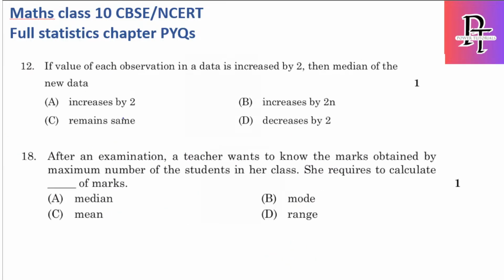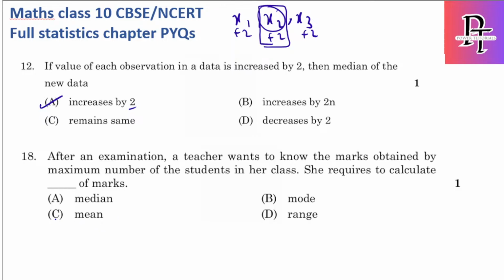This is a theoretical question, that's why I kept both questions in the same slide. The question is, if the value of each observation in the data is increased by 2, then the median of the new data will be increased by 2. Why? Because the median is nothing but the mid value for ungrouped data. Suppose I have x1, x2 and x3, then x2 is the median. But each observation is increased by 2, so the mid value becomes x2 plus 2. So the median also increases by 2.